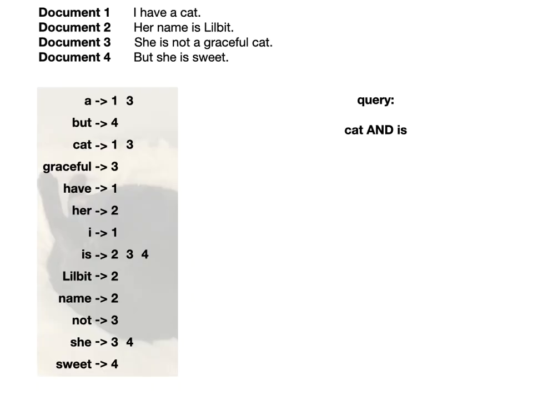So let's do an example on our old friend, my cat document, right? So I have a cat. Her name is a little bit. She's not a graceful cat. She's sweet. Blah, blah, blah. So the queries are cat and is. So we'll pull out cat, 1, 3. We'll pull out is, 2, 3, 4.